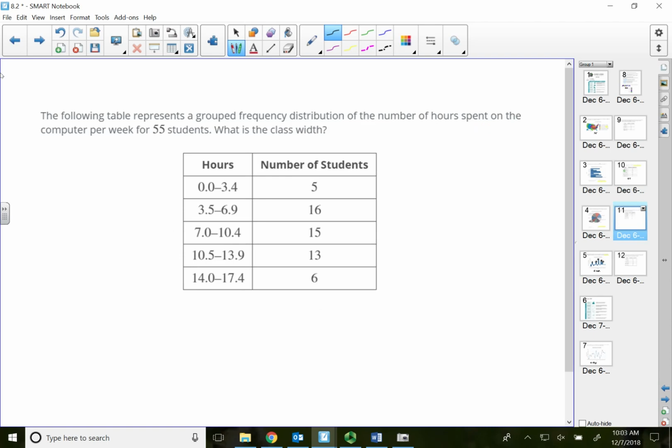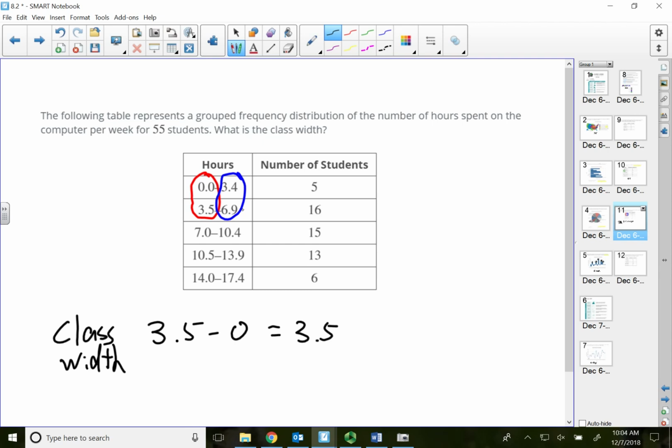So this one is a little bit different problem, with different numbers here. Still about the time spent on the computer for 55 students. What is the class width? To find class width, all we're going to do is take 2 consecutive lower class limits and find the difference. Or we can take any 2 consecutive upper class limits and find the difference between them. If I find the difference between the first 2 lower class limits, that's 3.5 minus 0, which gives me 3.5. So that will be my class width.